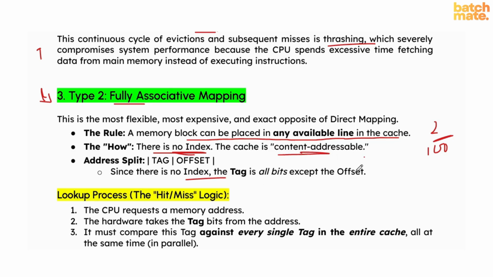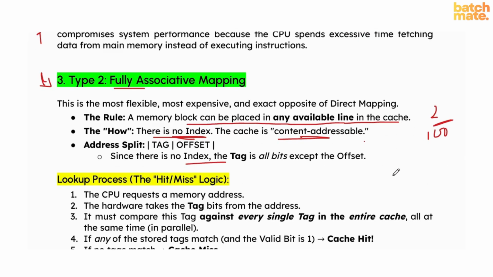Since the data could be in line 1, line 50, or line 500, the hardware must check every single line in the cache at the exact same moment to see if the tag matches. It can't check them one by one, that would be too slow. It has to be a parallel search. To do this, we use very special, very expensive hardware called CAM, content addressable memory. This isn't normal memory. It's memory that can search itself.